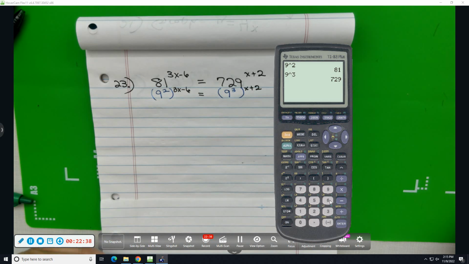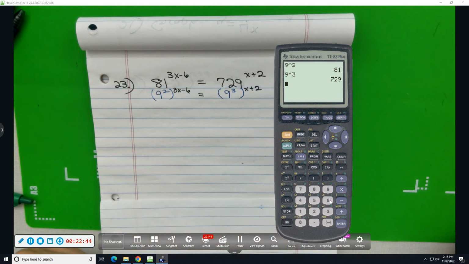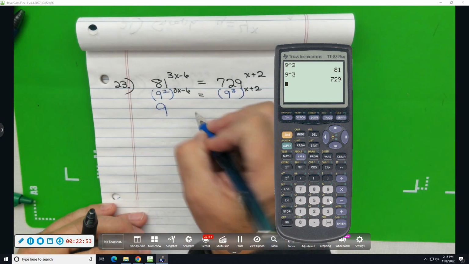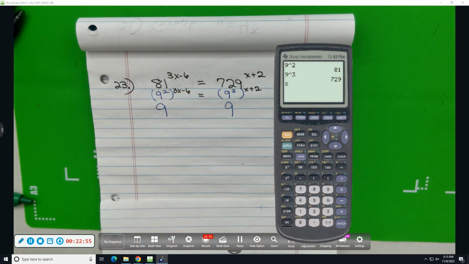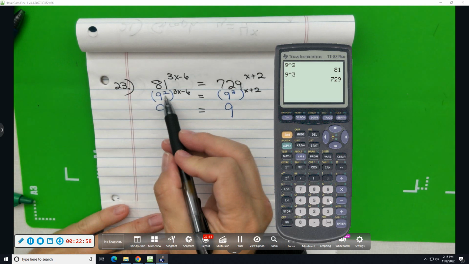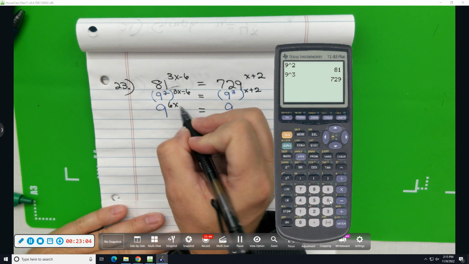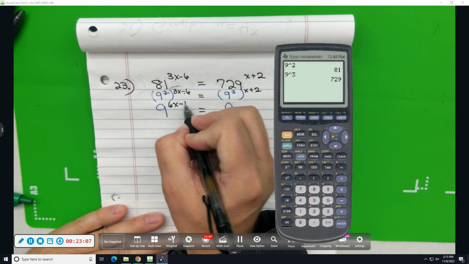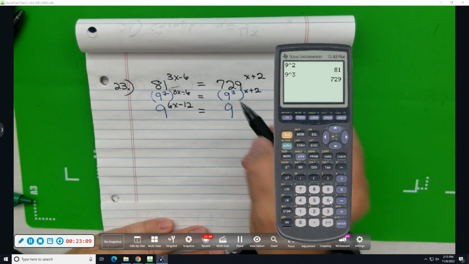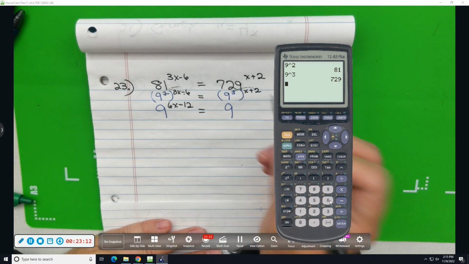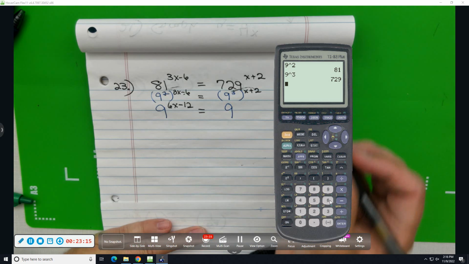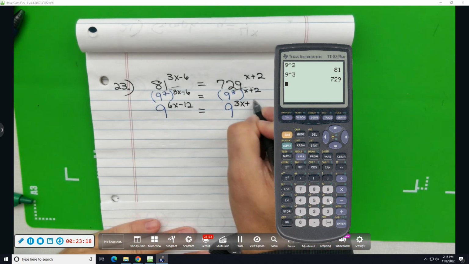And now we need to remember, what do we do when we have a power raised to a power? There's a power rule of exponents. What do you do when you have a power raised to a power? You multiply. So multiplying 2 by 3x minus 6, that's going to give me 6x minus 12. On the right, multiply the 3 by the x plus 2 to get 3x plus 6.